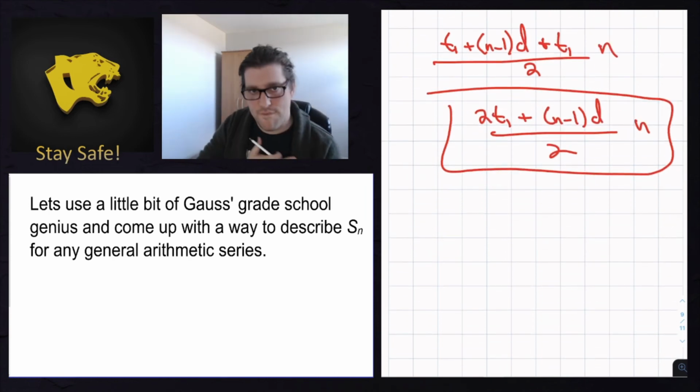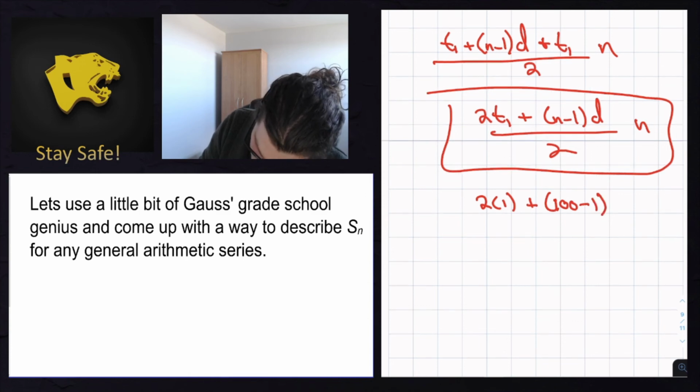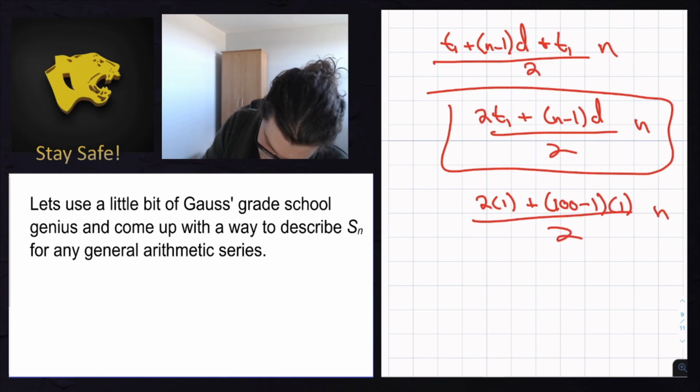For instance, if I fill it in for the Gauss thing, this would be 2 times 1 plus 100 minus 1 times 1. I don't know what I'm doing. I'm thinking ahead, but I'm freaking myself out while doing it. So it's 2 plus 99, which is where the 101 comes from.